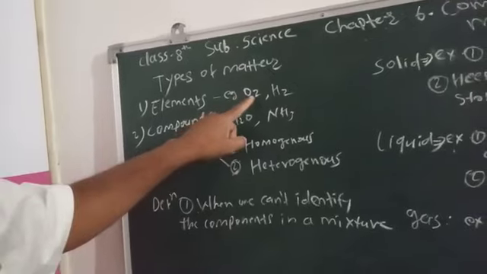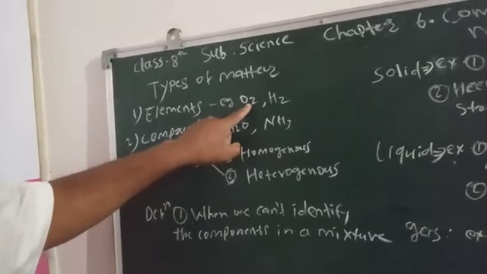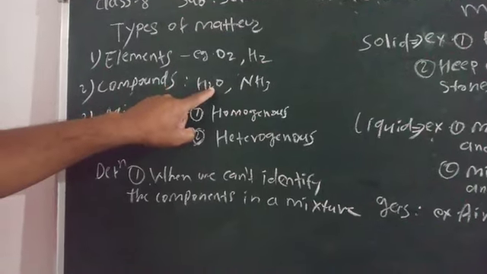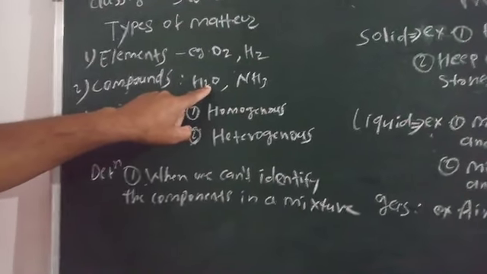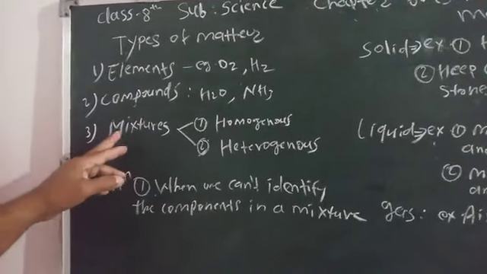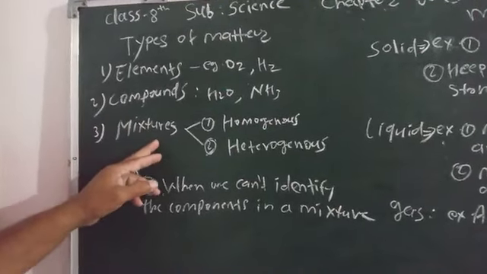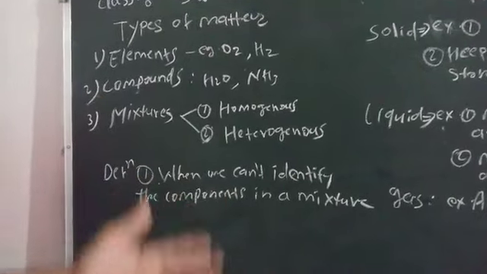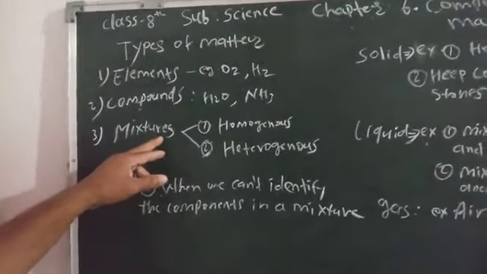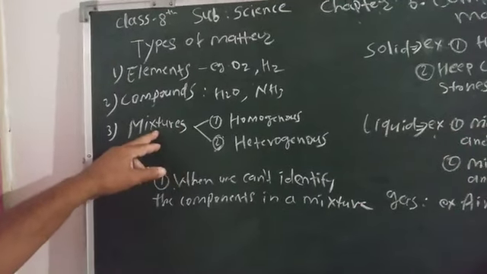When the same kind of atoms are mixed together, they form elements. When different types of atoms are mixed together, they form a compound. And when more than two types of different matter are mixed together, they form a mixture.